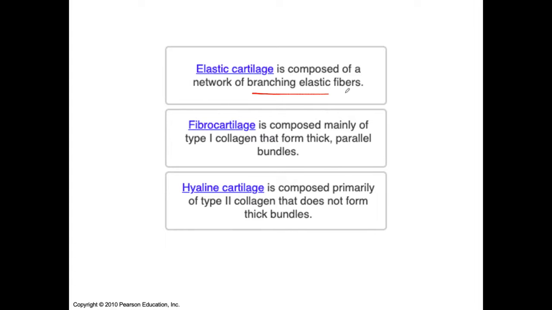Elastic cartilage is made up of branching elastic fibers. Again, remember F comes before H. So fibrocartilage is made of type 1 collagen fiber, and the hyaline cartilage is type 2. Fibrocartilage is the strongest because it is formed by thick parallel bundles, unlike hyaline cartilage, which is not thick, which is why it can break down and degenerate pretty quickly around the joints.